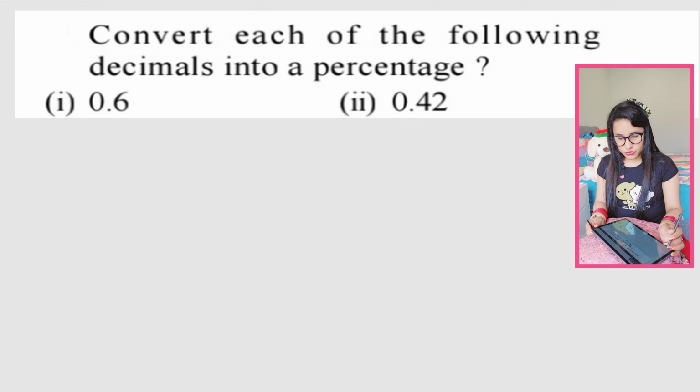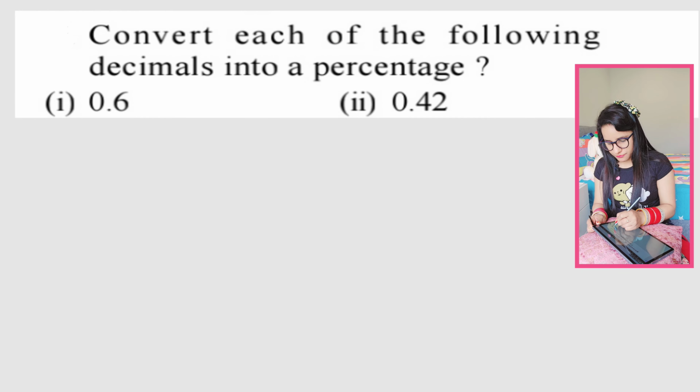Let's try out this question. Here you have to convert the decimal into a percentage. Now can you see any percentage sign here? No. So if you are not able to see a percentage sign, that means you will multiply it by 100. So let's take the first one.